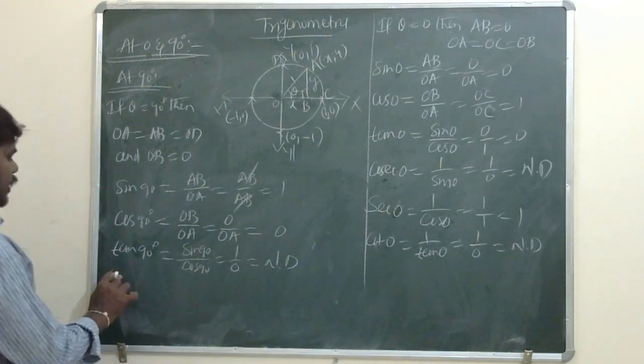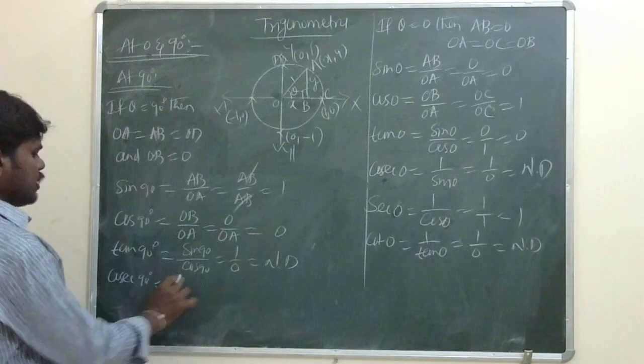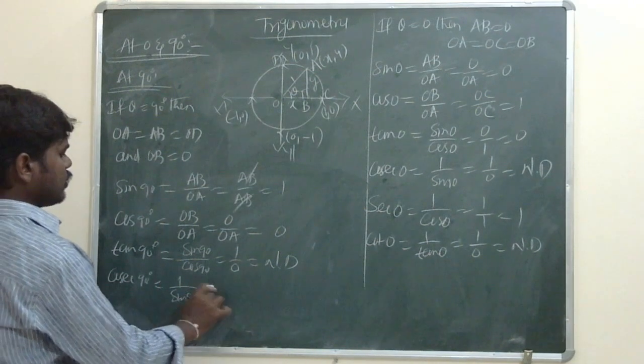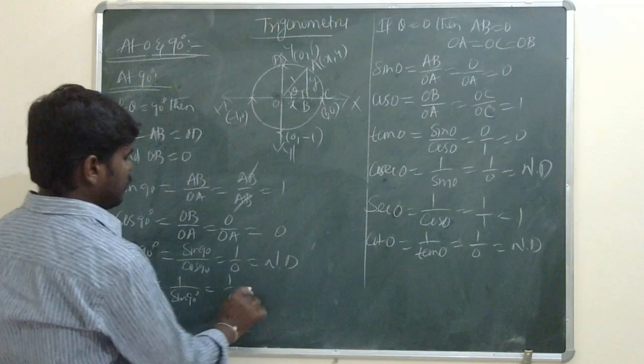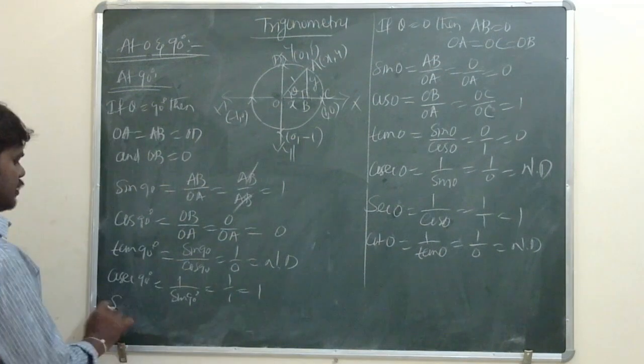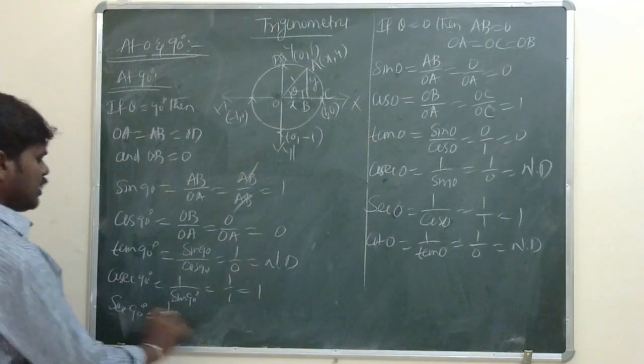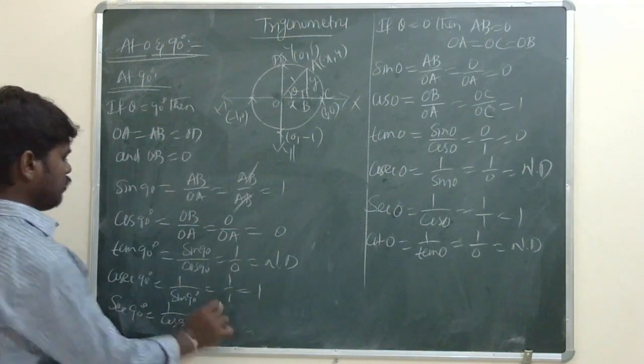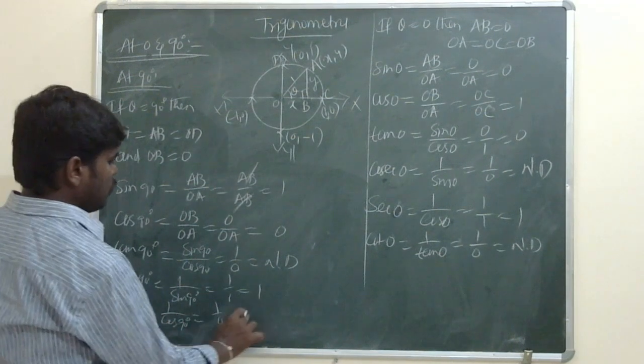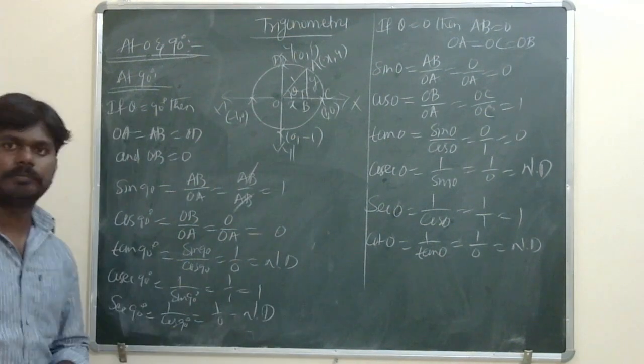Next, cosecant 90. So cosecant 90 means 1 by sin 90, so 1 by sin 90 means 1 by 1, which is nothing but 1. Next, secant 90. So secant 90 means 1 by cos 90, so 1 by cos 90 means 1 by 0. 1 by 0 means not defined.